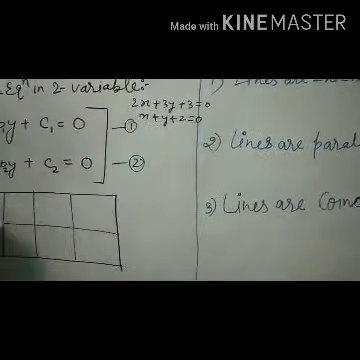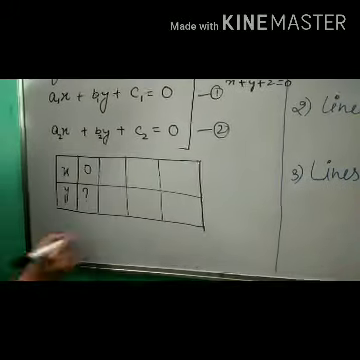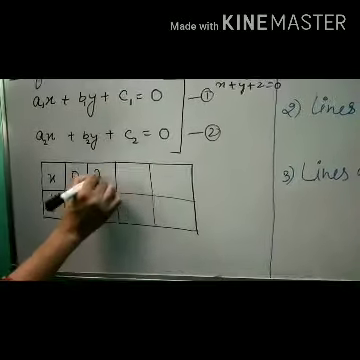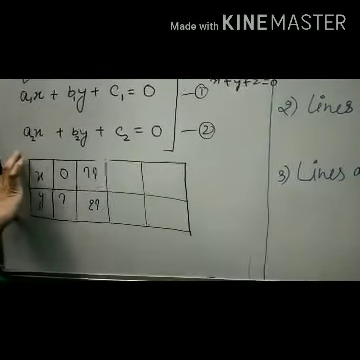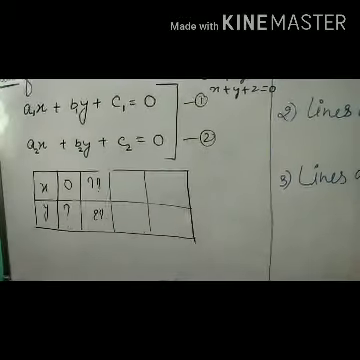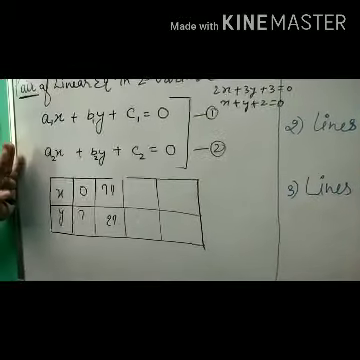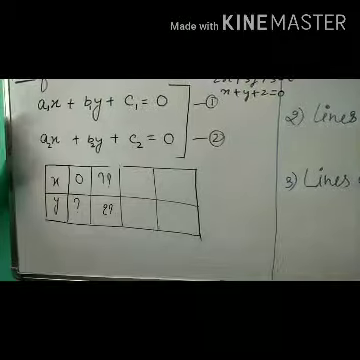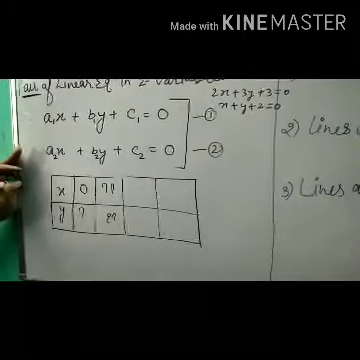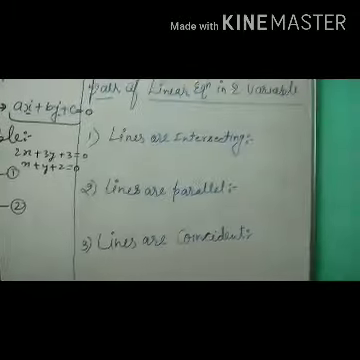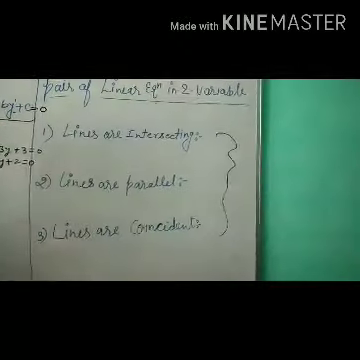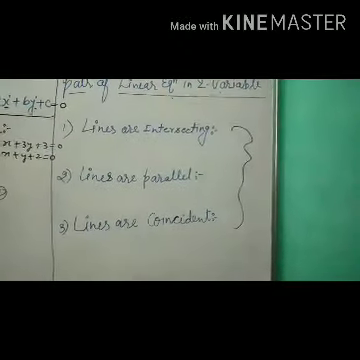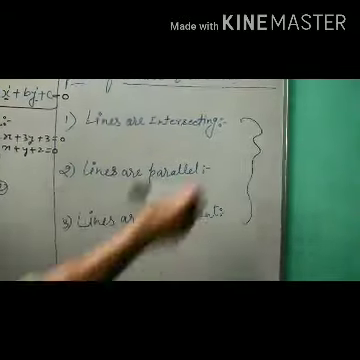In both equations we will put the value of x and find out the value of y. We can also put the value of y and find out the value of x. In this procedure we will find the values of x and y and draw the graph of both these lines. There are only three conditions when drawing the graph. Here we have the graphical representation of a pair of linear equations in two variables. Three conditions we have here, that is lines are intersecting, lines are parallel and lines are coincident.